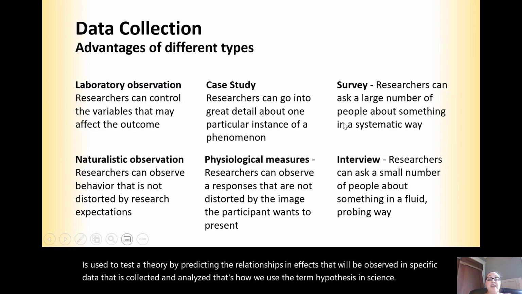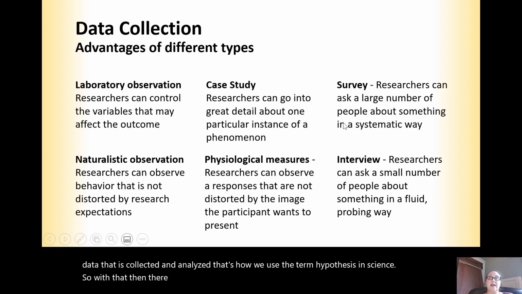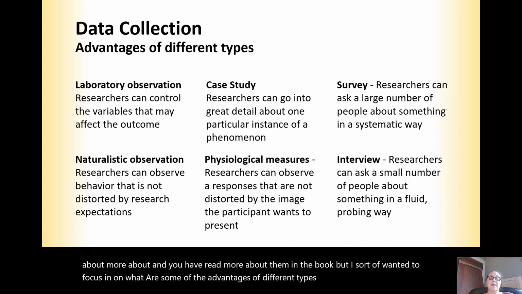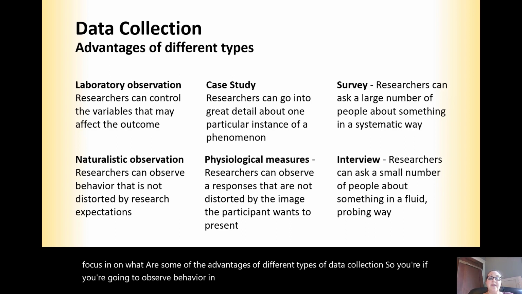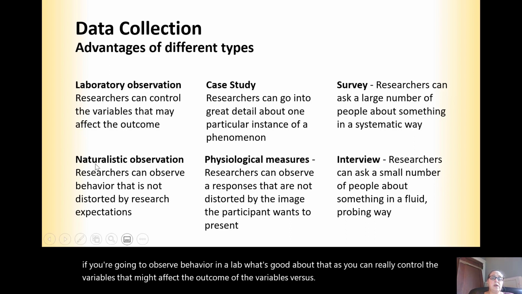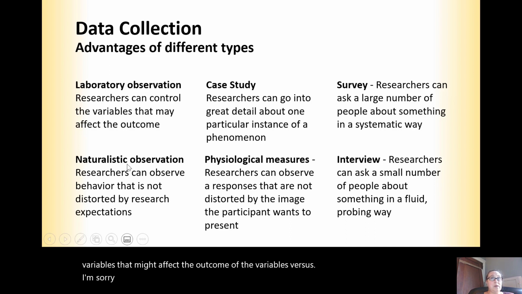So with that, then there are different types of data collection. And you can read more about them, and you have read more about them in the book, but I wanted to focus in on what are some of the advantages of different types of data collection. So if you're going to observe behavior in a lab, what's good about that is you can really control the variables that might affect the outcome, versus observing behavior out in the world.